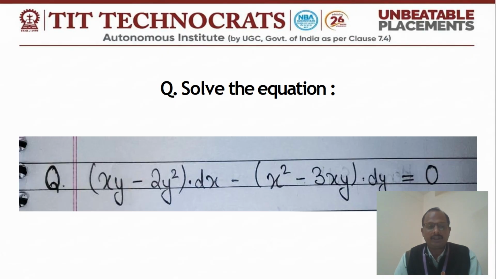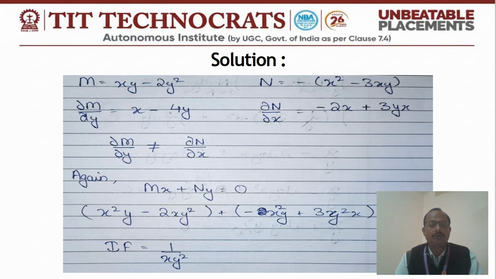So the question is (xy minus 2y square) dx minus (x square minus 3xy) dy equal to 0. First of all, we find m and n separately and find the partial derivatives, so del m by del y is not equal to del n by del x. Here you can see the given example is homogeneous. Homogeneous means that the total power of each term is equal. For example, the first term is x square y. The power of x is 2, the power of y is 1, in total it is 3. In the next term, the power of x is 1 and the power of y is 2, so again it is 3. In the same way you can check the rest of the terms.